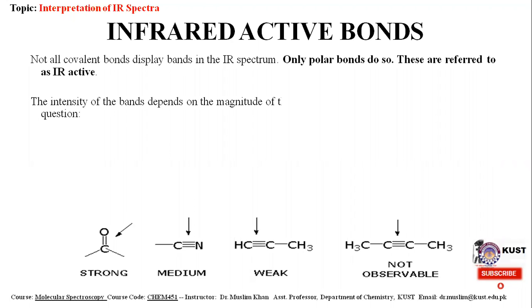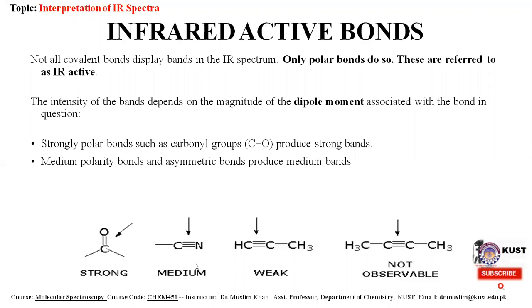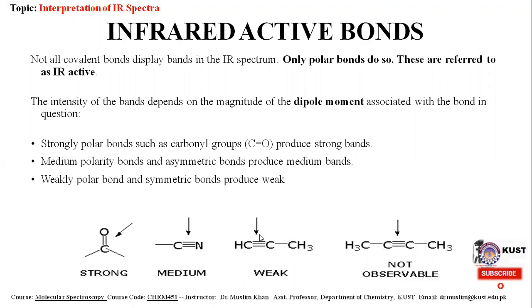The intensity of the band depends on the magnitude of the dipole moment associated with the bonds in question. Strongly polar bonds, like the carbonyl group, produce strong bands, while medium polar bonds and asymmetric bonds produce medium bands like this, and weakly polar bonds and symmetric bonds produce weak or non-observable bands.